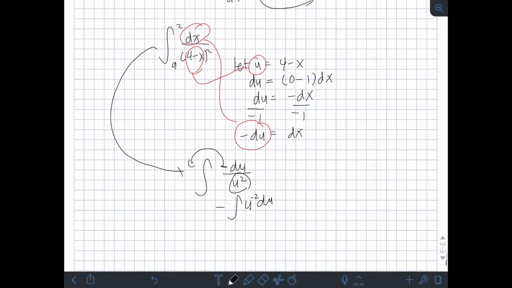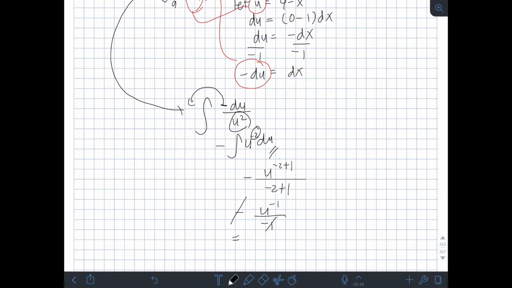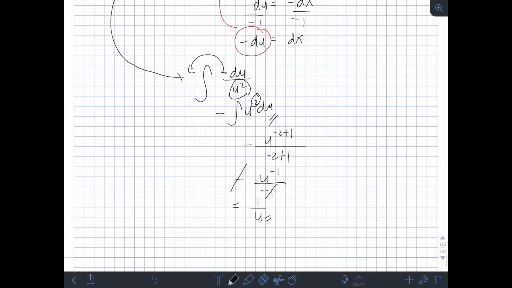Right? Ngayon, applying yung power formula para ma-evaluate itong integral, we have negative of u raised to negative 2 plus 1 over negative 2 plus 1. So we have negative of u raised to negative 2 plus 1 is negative 1 over negative 2 plus 1 is negative 1. So cancel yung negative, magiging u raised to negative 1 na lang or 1 over u. Now, ibalik natin yung u in terms of x. So, equal yung u sa 4 minus x, right? So, therefore, equal siya sa 1 over 4 minus x.